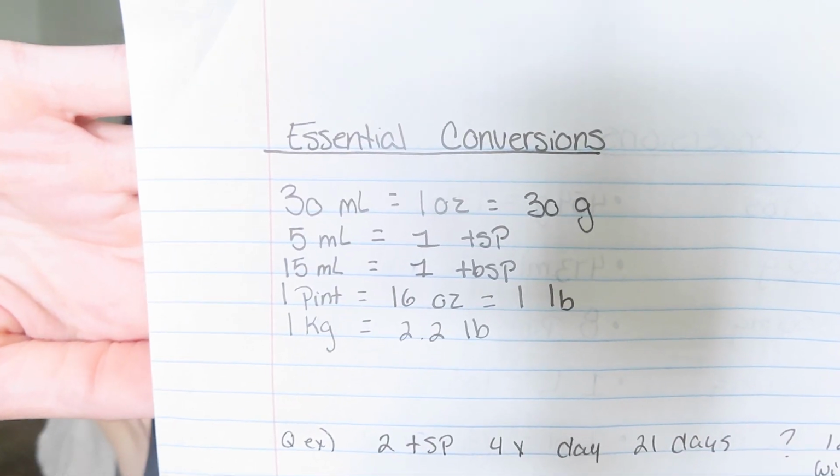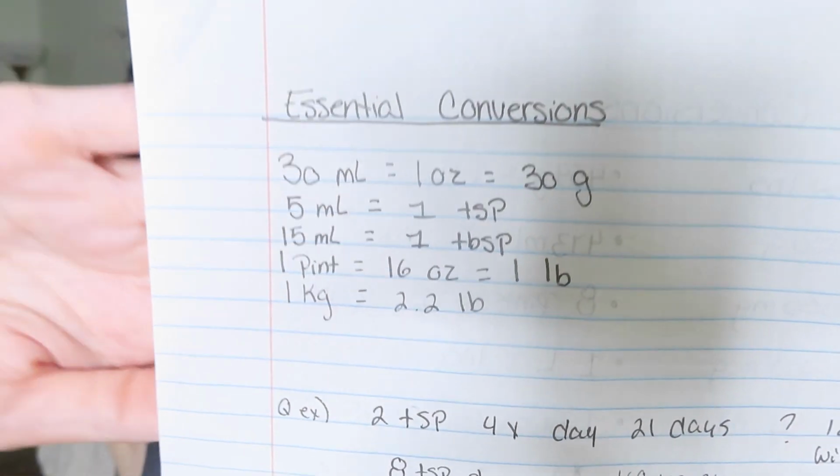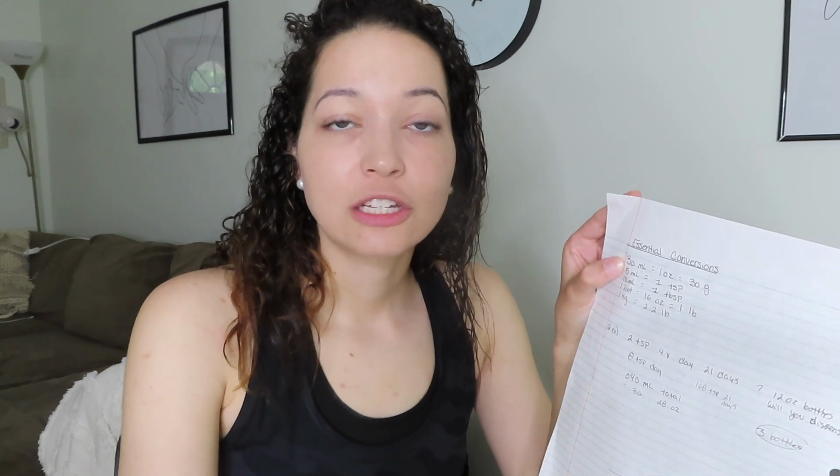I wrote some essential conversions here, if you guys can read that. Can you guys see that? So as I did math problems, I started to notice a pattern in the things that I really needed to know the most. So like 30 ml equals 1 ounce equals 30 grams, because you're definitely going to need to do conversions.